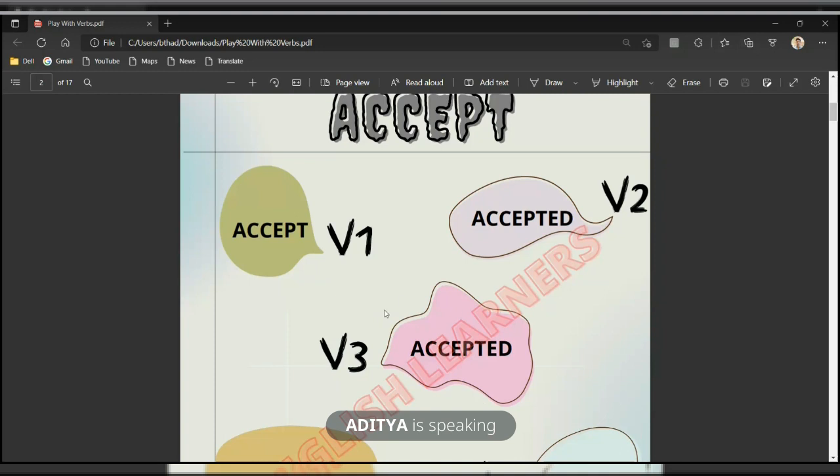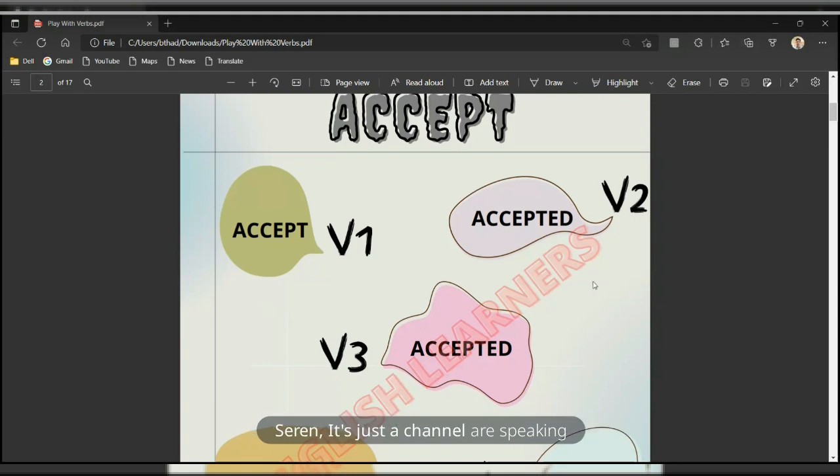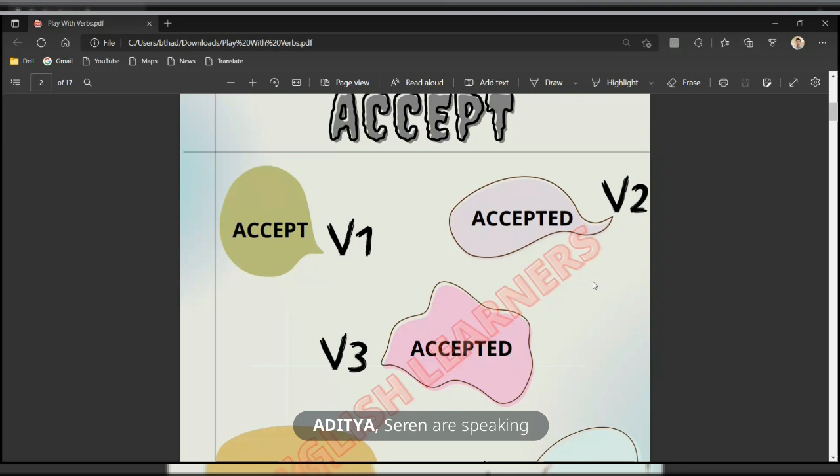Now I'm coming to this one, accepted, that is V3. You have to use have. She has accepted my proposal, or I have accepted that deal. In this way, just make it. Try this one, guys. I have accepted my admission. Well said. College has accepted my admission. Okay, well said. Next. He accepted that he was wrong.